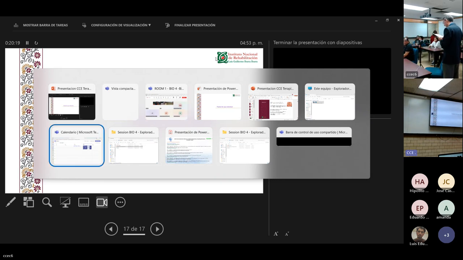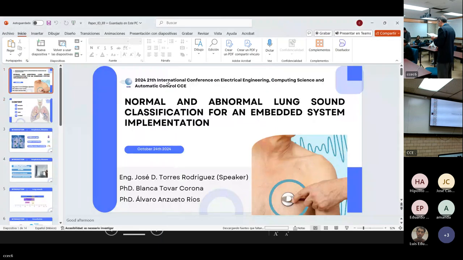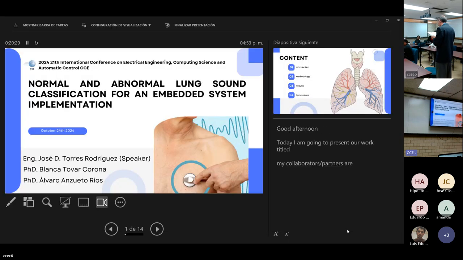In this work, normal and abnormal classification and an embedded system implementation, presented by Jose Desiderio Rodriguez.